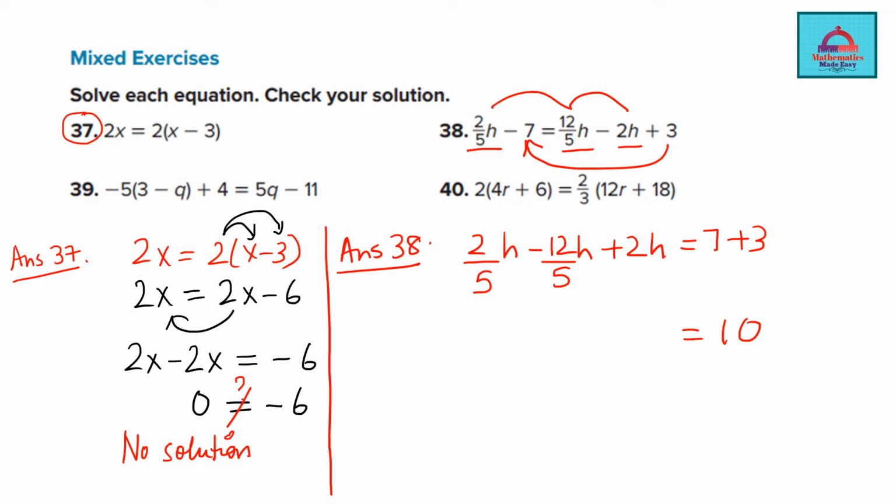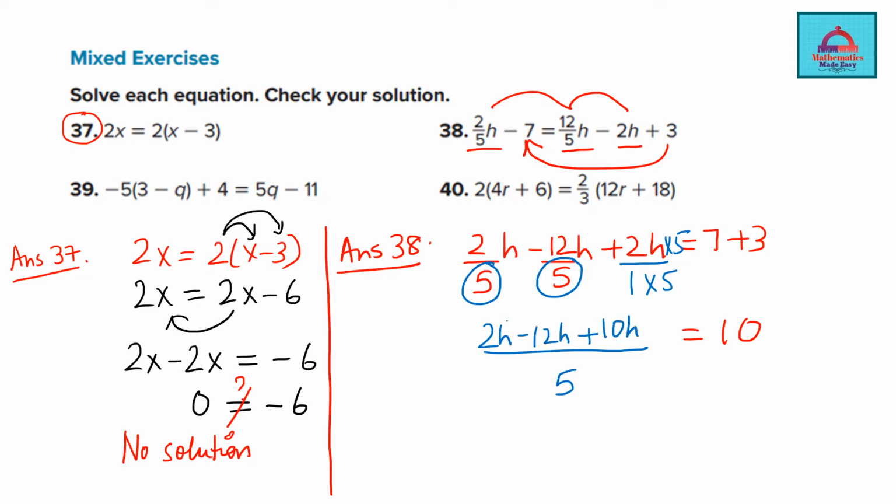7 plus 3 is easy, it is 10. Now here I need to make the denominators equal. Here the denominator is 5, here it is 5, but here it is 1. So I will multiply the numerator and denominator by 5 so that all become 5. Now we can combine 2h minus 12h plus 10h. 10 plus 2 will give you 12h minus 12h equal to 50.